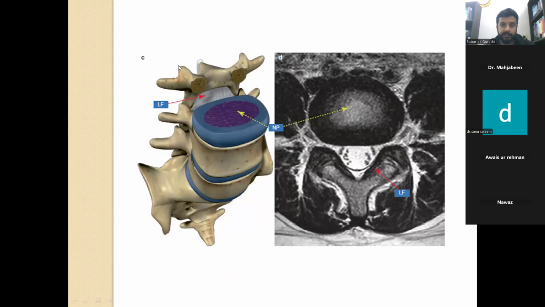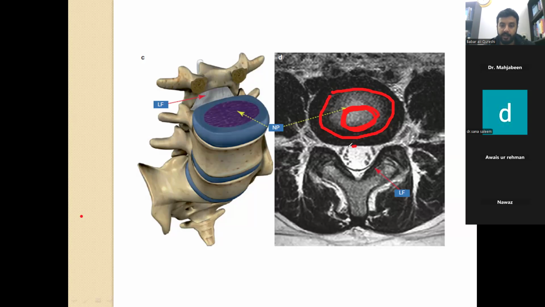Now these are the axial cuts. In the axial cuts, we can again see the same disc as it was apparent in the diagrammatic picture. This is the annulus fibrosus. This is the central portion, that is the nucleus pulposus.